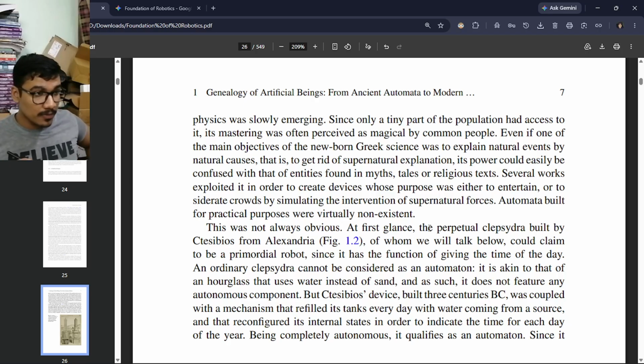It's not always obvious at first glance. The perpetual... How do you pronounce this? Holy shit! I'm literally encountering so many new words in this book that I'm getting brain fog.